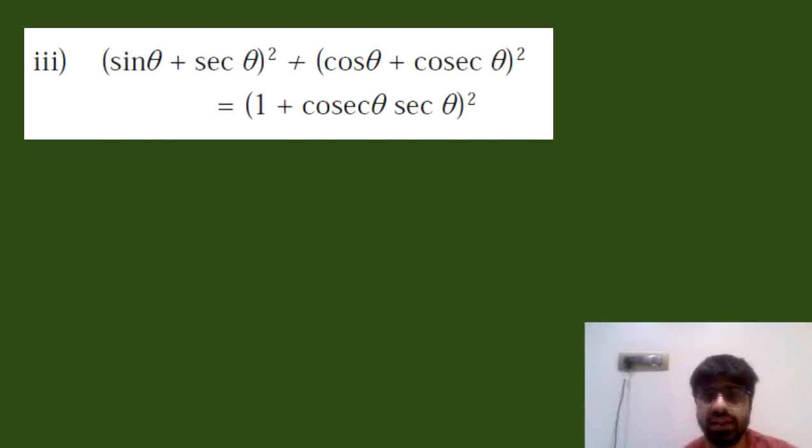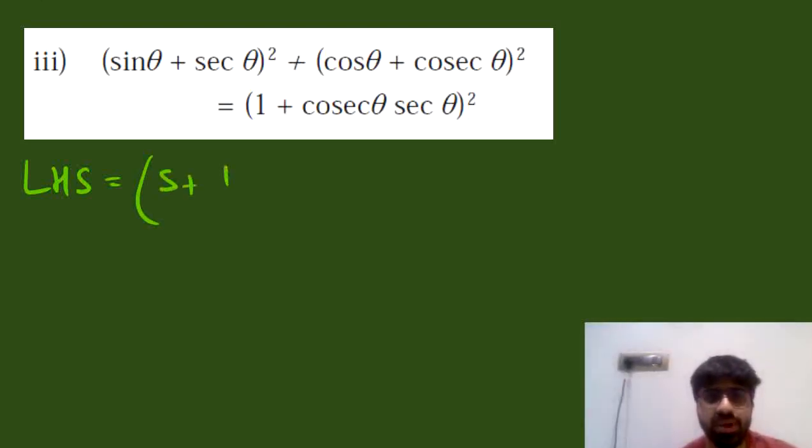Sine theta plus sec theta the whole square plus cos theta plus cosec theta the whole square should be equal to 1 plus cosec theta sec theta the whole square. That is what we need to prove. Begin with your left hand side, and like I have said, if you don't understand anything, convert everything to sine and cos, and your sum will be done in no time.